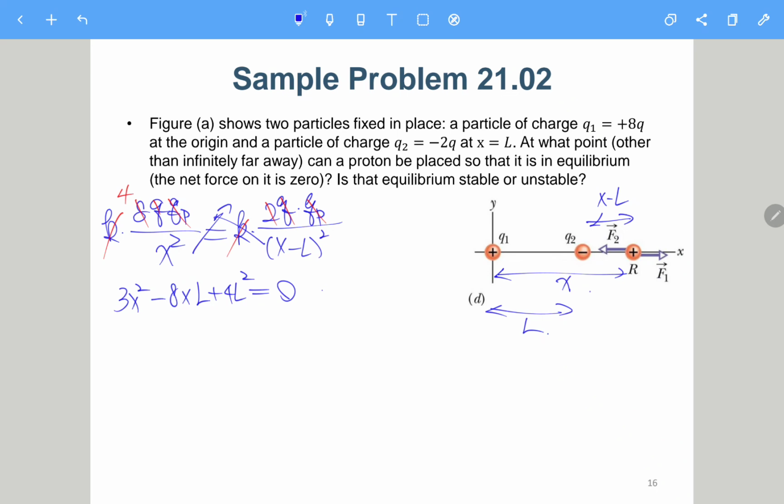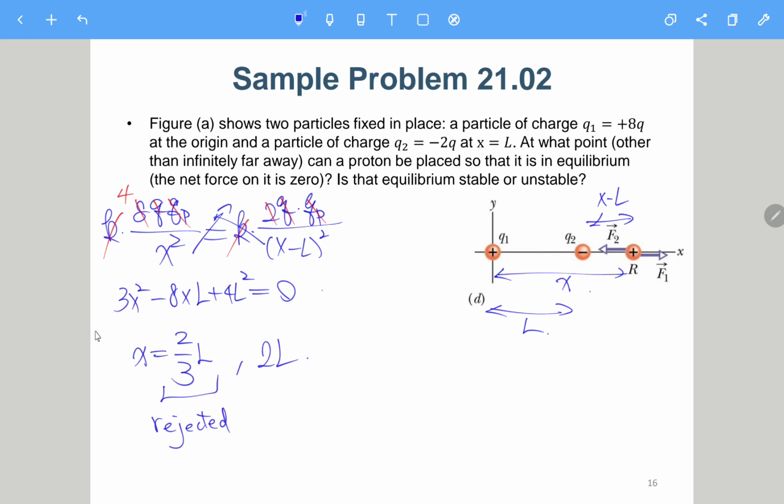And then you can find two solutions, because it is a quadratic equation. The first one is 2L over 3, and the second one is 2L. So actually the first one will be rejected.